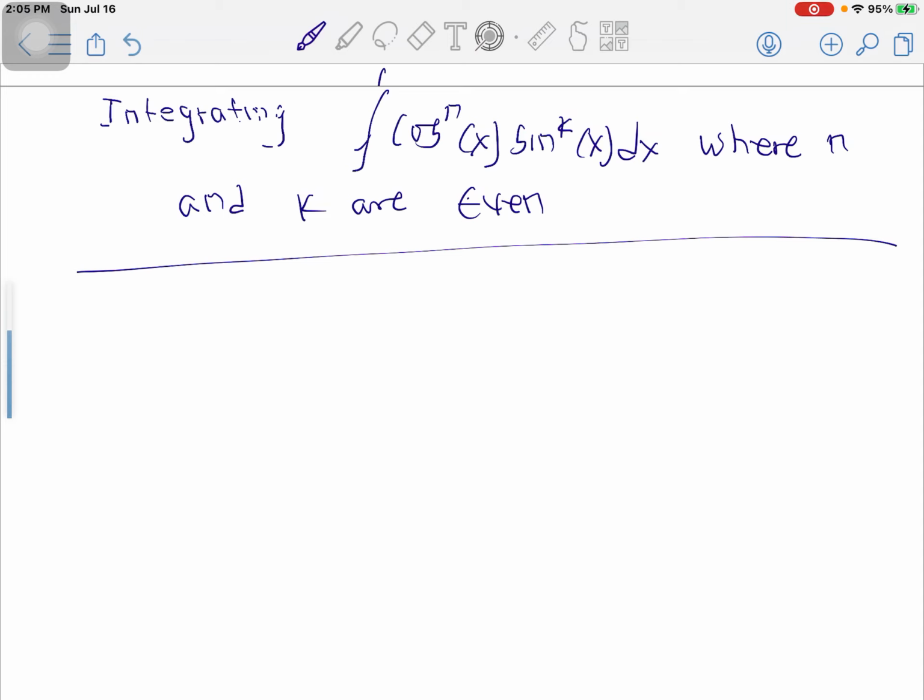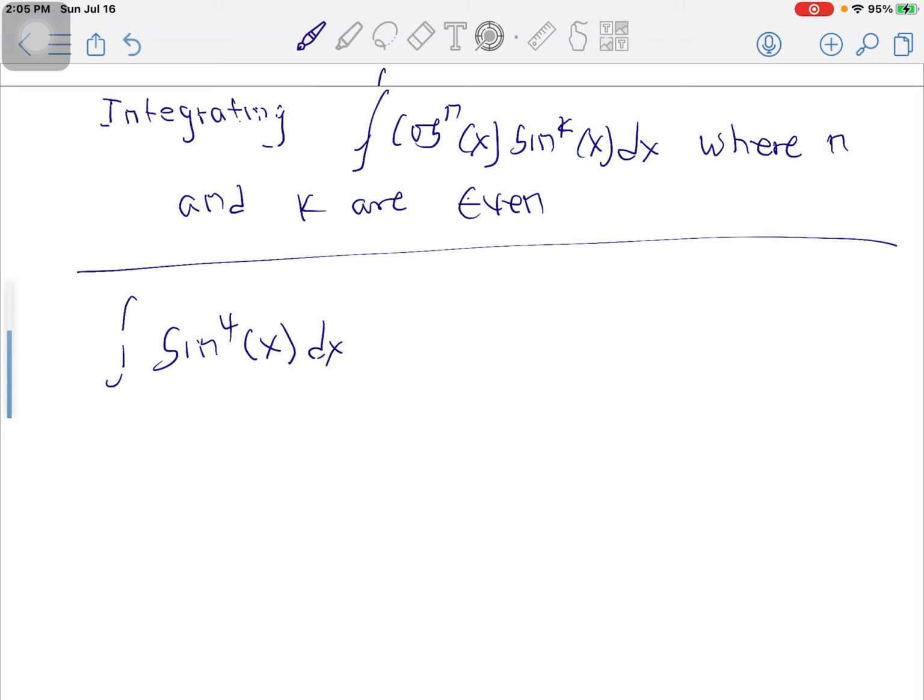So let's quickly look at the second example. The second example will include integrating the value of cos power n of x multiplied by sine power k of x dx, where both the powers of the cos and the sine are even. So let's evaluate this example, which is the integral of sine power 4 of x dx.